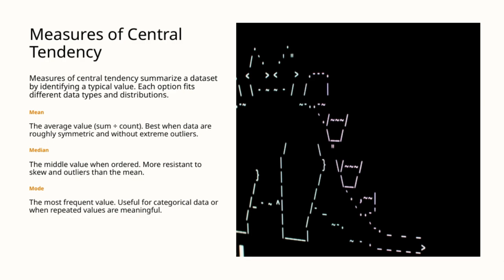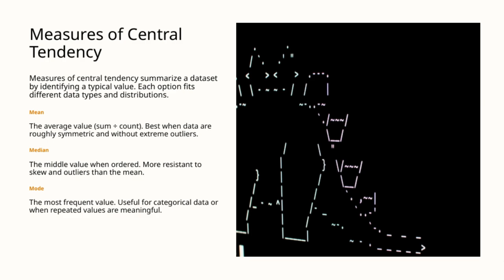Next, we have the median, which is the middle value when all data points are ordered from lowest to highest. One of its strengths is that it's more resistant to skewed data and outliers than the mean. So, if your data is skewed or contains extreme values, the median gives a better sense of the central point.